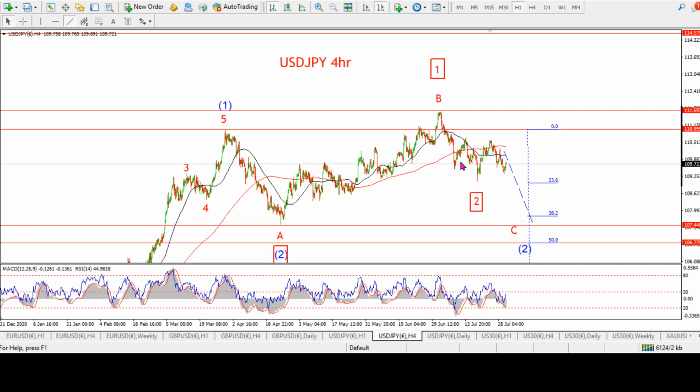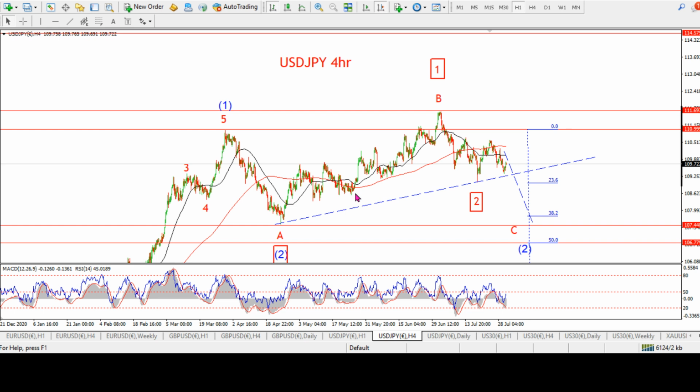Okay, dollar yen. Contemplating this alternate count here. I had switched this a couple of weeks ago. The main count shows an A, B, C expanded flat correction. Now, something interesting is happening over the last couple of days, and I will show you on the short-term chart.